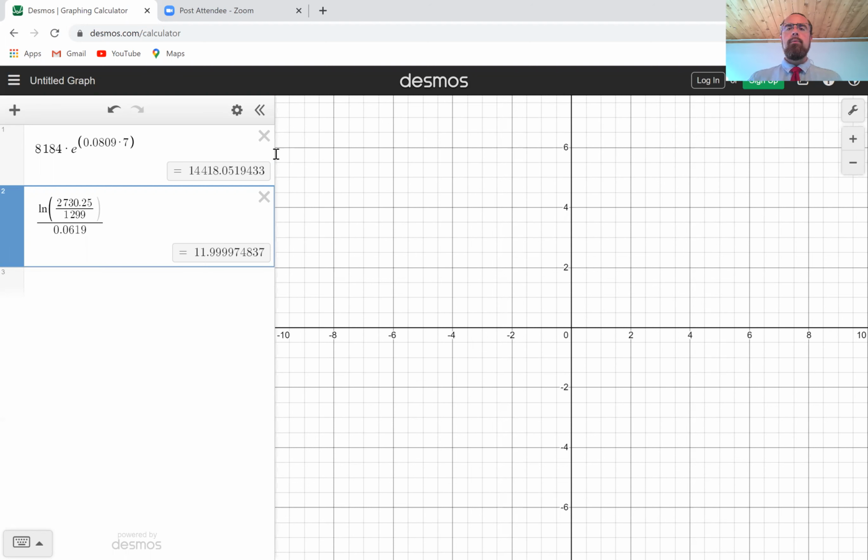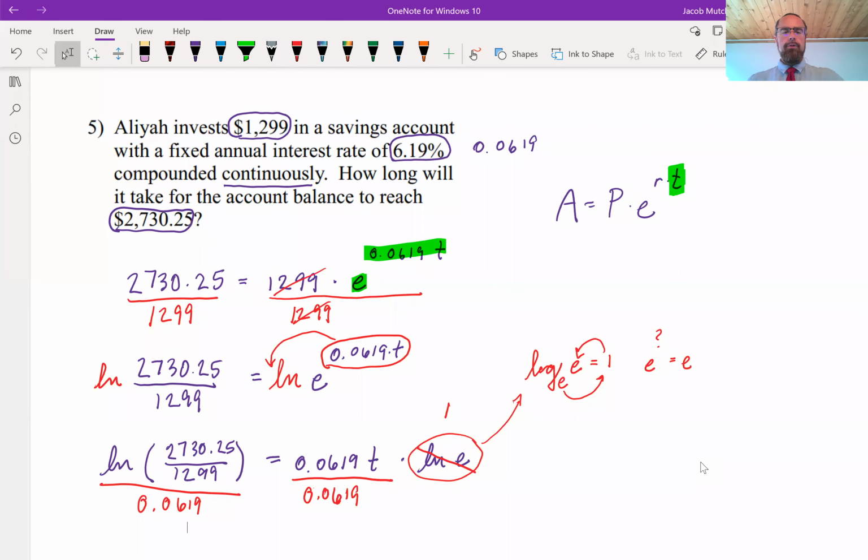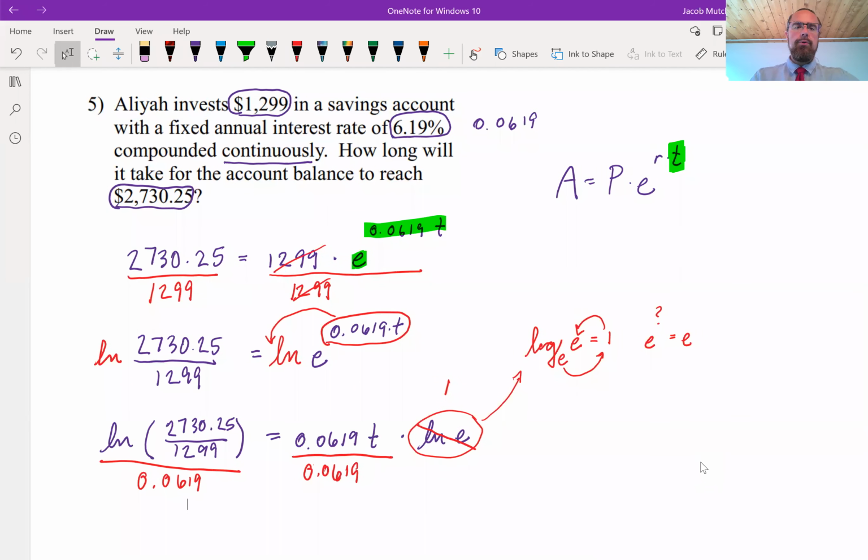So ultimately what we've calculated here is that it will take 12 years for Aaliyah's account to grow from the initial $1,299 to $2,730.25, 12 years. So definitely when we're trying to solve for either the interest rate or the time, we have to do more equation solving. But with the help of logarithms, it's really quite straightforward.